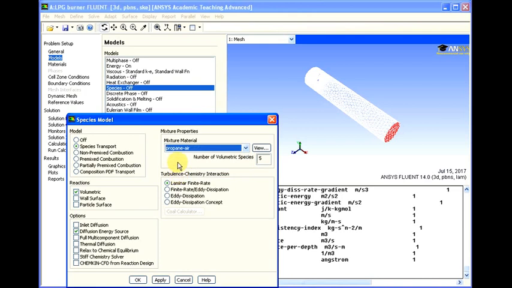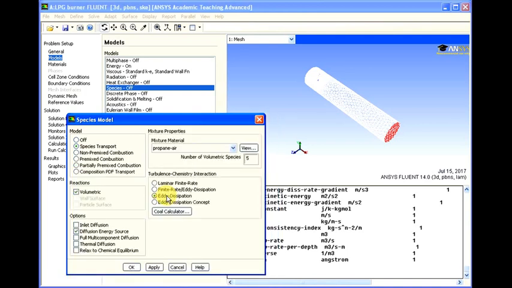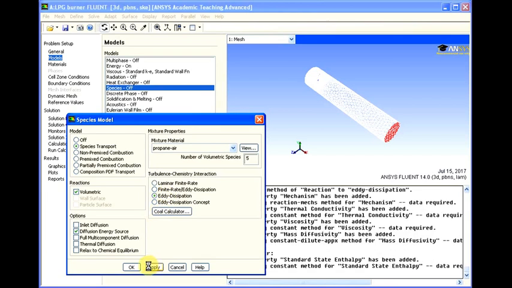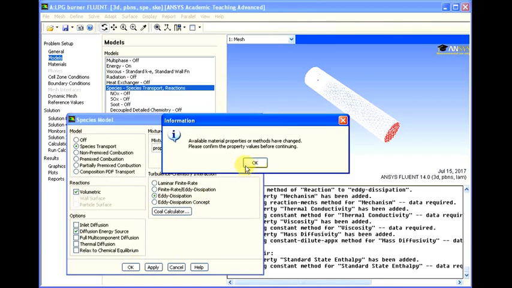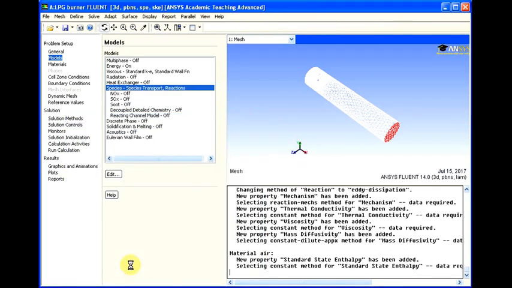We have three models: laminar, intermediate, and eddy, or the turbulent. For our case we choose the eddy because we have higher Reynolds number, above 4000. In case you choose the wrong model, you might end up with the combustion shutting down. Apply. Okay.